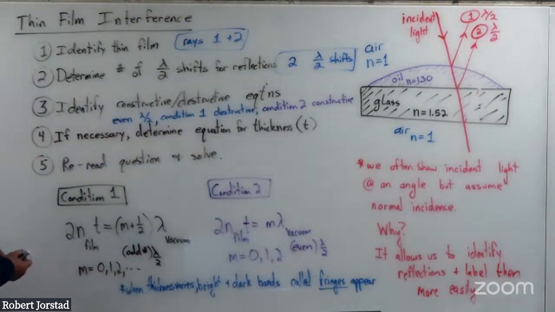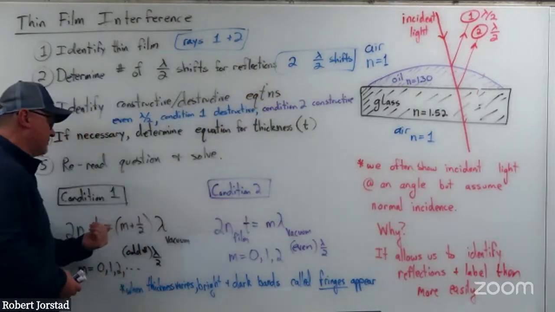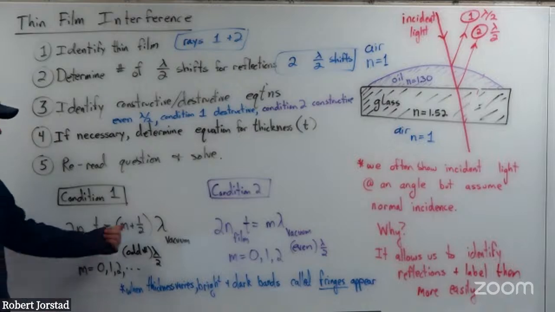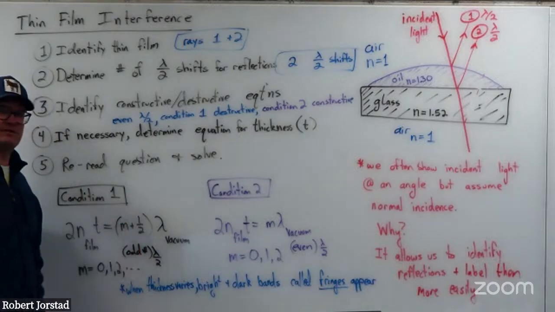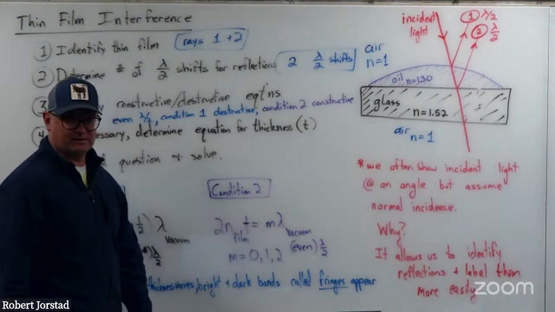So essentially, if you have an even number of phase shifts, conditions 1 and 2 are just like you expect. The one with the half lambda gives you destructive. The one with the not half lambda gives you constructive.